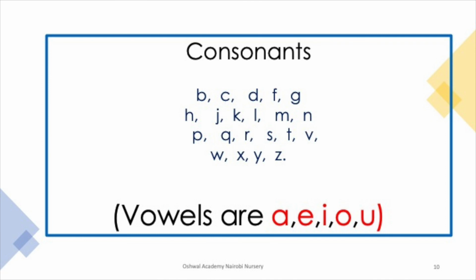Okay, look at the groups of consonants. And do you know what vowels are? Yes, the ones in red. Let's go over them. A, e, i, o, u.